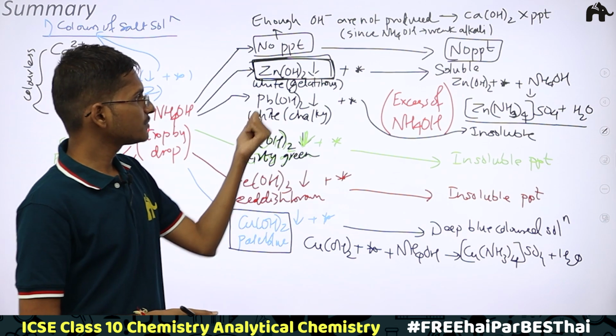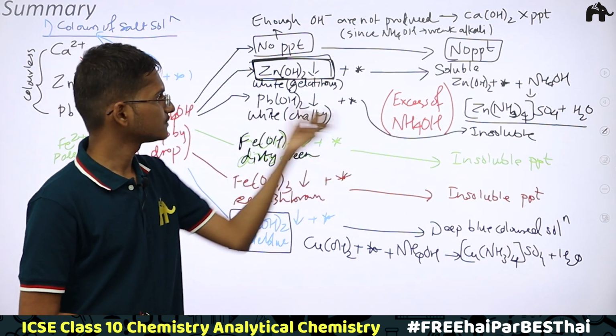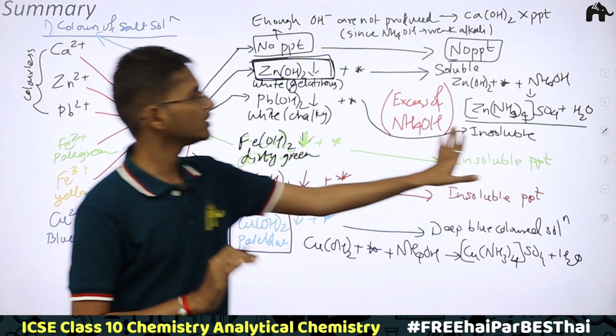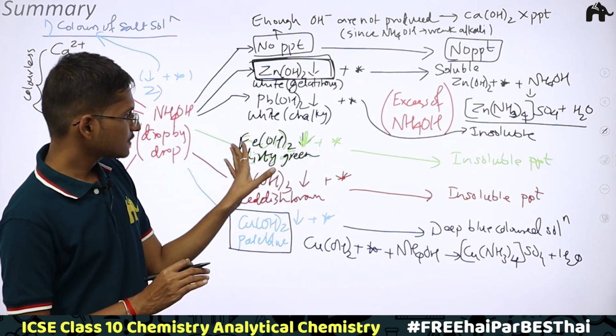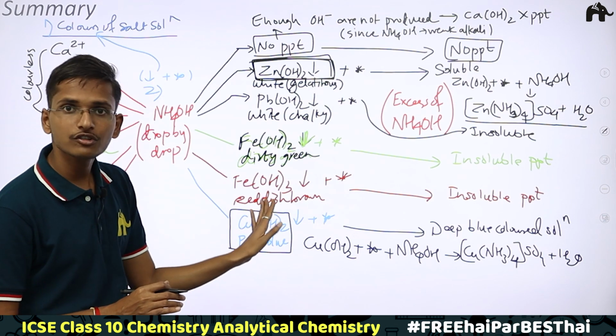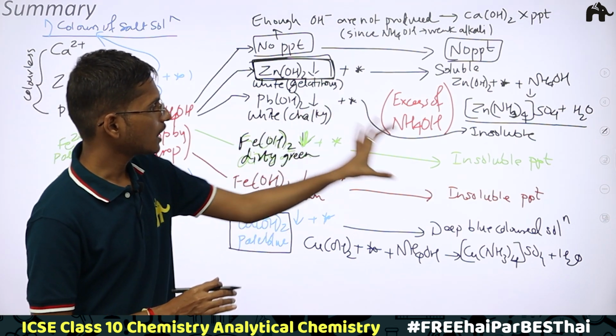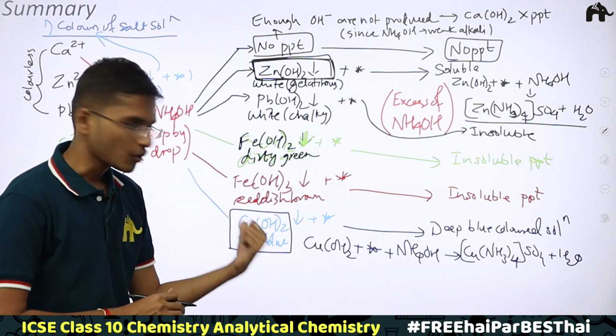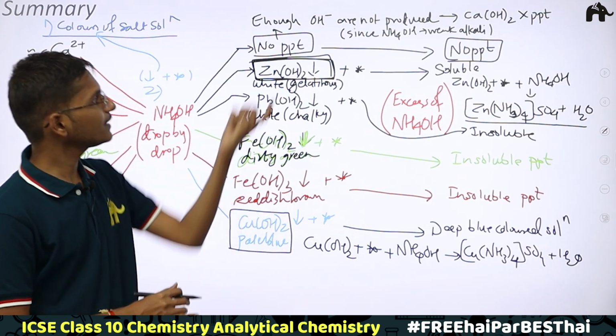Now this precipitate, on adding excess of NH4OH, doesn't vanish. It remains insoluble. Moving ahead, in the same way, the ferrous hydroxide and ferric hydroxide precipitates are also insoluble in excess of NH4OH. Just the case of copper hydroxide is different. It is the same as that of zinc hydroxide.